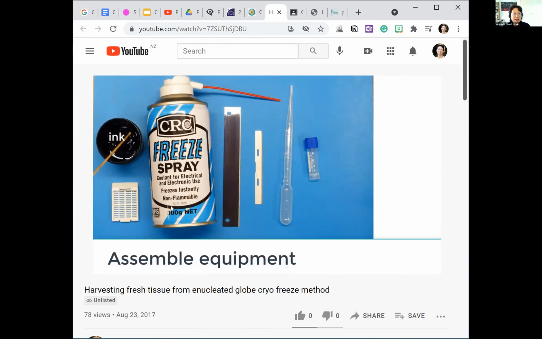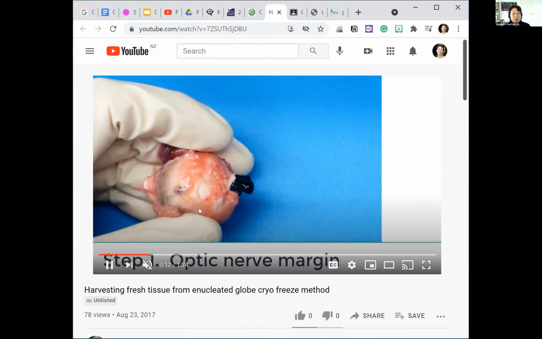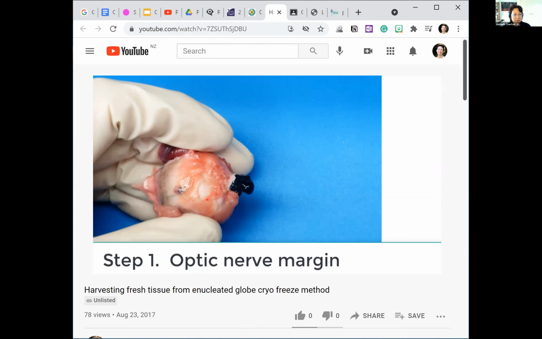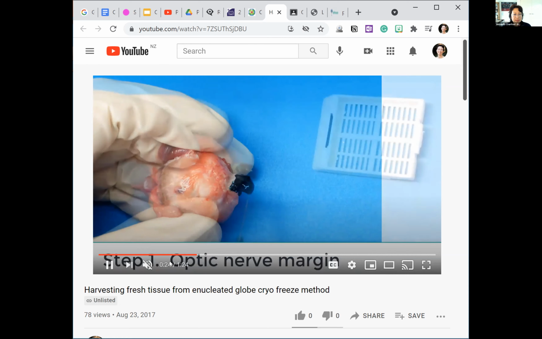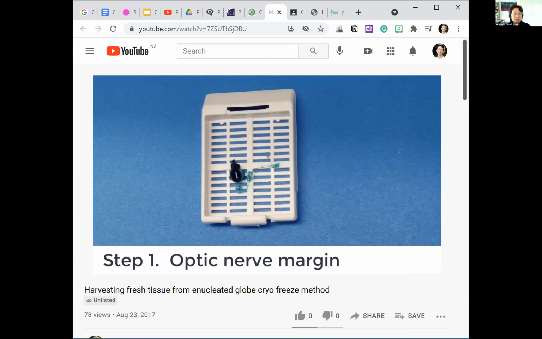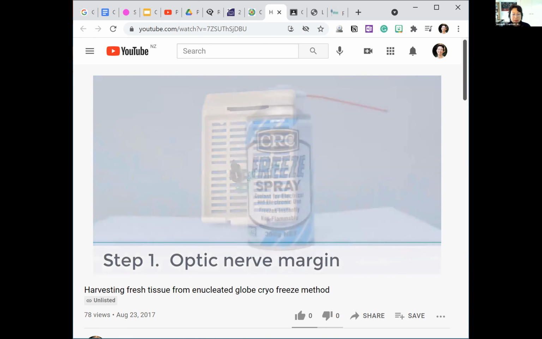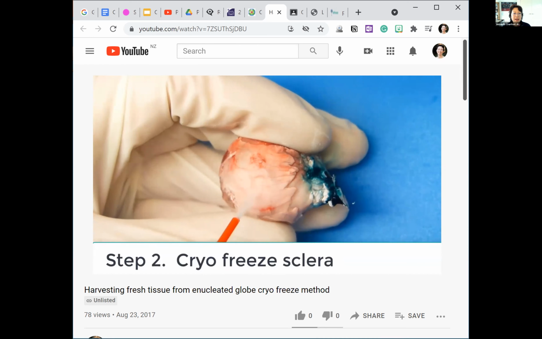I gather all my equipment together: can of spray freeze, razor knife, and here I've got the fresh globe. I've put green ink on the optic nerve margins so that we can identify it in subsequent sections. Then I take the optic nerve margin and put it into this little plastic cassette and process that separately, because it's a surgical margin. This is what we do in our lab.